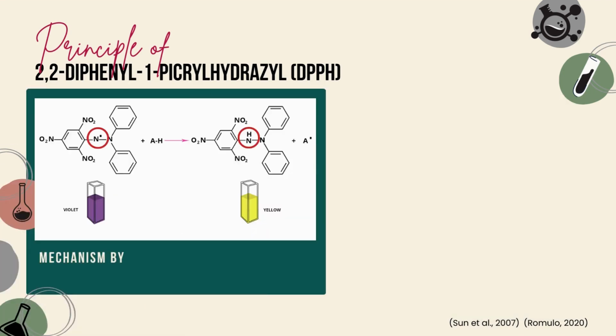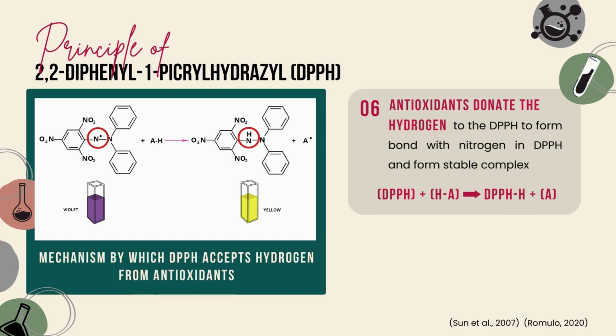The mechanism by which DPPH accepts hydrogen from antioxidants: initially, DPPH, a free radical solution in methanol, is a dark purple color, and antioxidants donate a hydrogen atom to the DPPH. Hydrogen forms a bond with the nitrogen because DPPH is very reactive. When hydrogen is accepted, the dark purple color disappears. The intensity of the dark purple color slowly decreased and the absorbance also decreased. The color changed from dark purple to yellow.